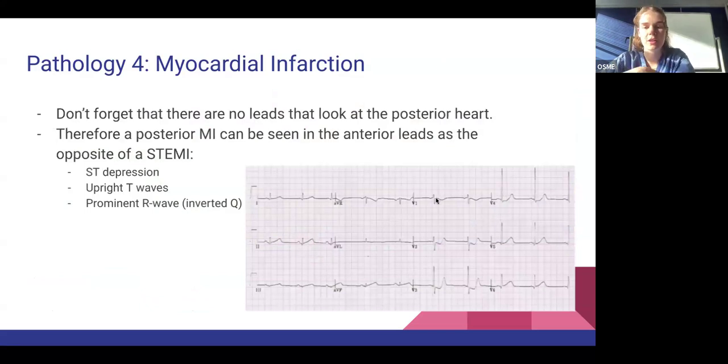There are no leads that look at the posterior heart, but obviously it can infarct like every other bit of the heart. So a posterior MI can be seen in the anterior leads as the opposite of a STEMI. It is literally the reverse. So you'll get this ST depression, real upright spiky T waves, and a prominent R wave with a possible inverted Q. This isn't the sort of thing that they'll ask you, but it's good to know, especially if someone says, what are some differentials for ST depression, or how would you know if they'd had a posterior STEMI?